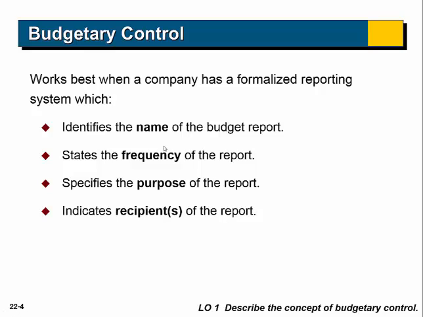Budgetary control works best whenever a company has a formalized reporting system. These reports are going to be generated, and on them they need to have the name of the report. It also needs to show how frequently the report is generated. It should also state specific purposes for why the report is generated. And then it should also indicate who all has received a copy of the report.